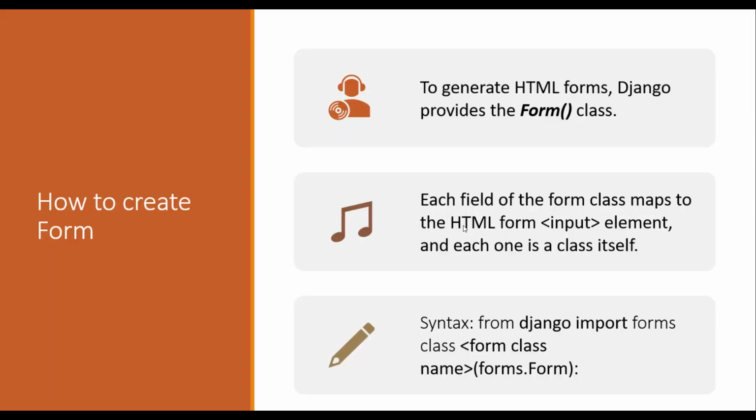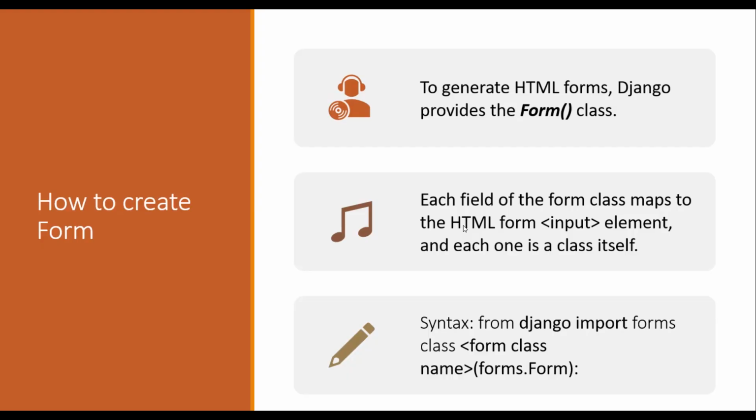To generate HTML forms, Django provides the form class. It describes the form's functionality, appearance, and how it works as well. Each field of this form class maps to an HTML form input element, or we can say the input tag, and each one is a class itself. The form class also manages form data and provides validation when submitting the form.